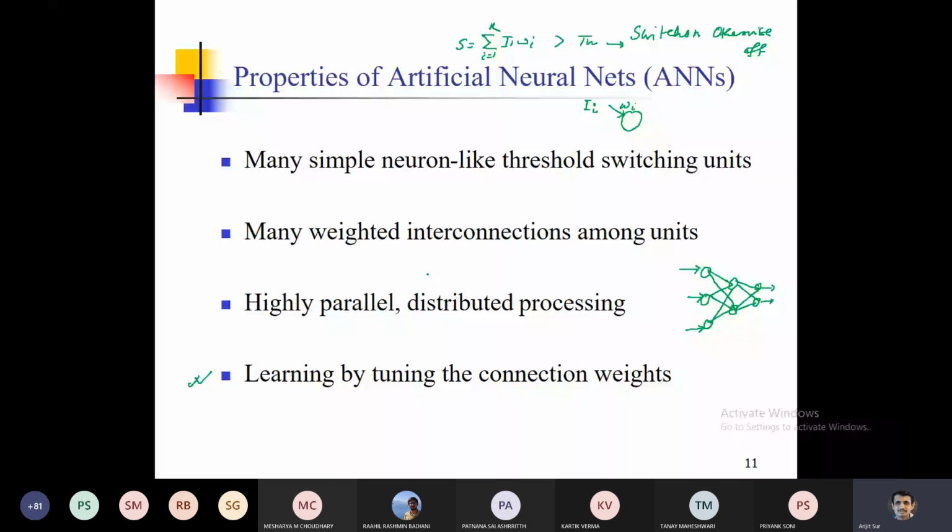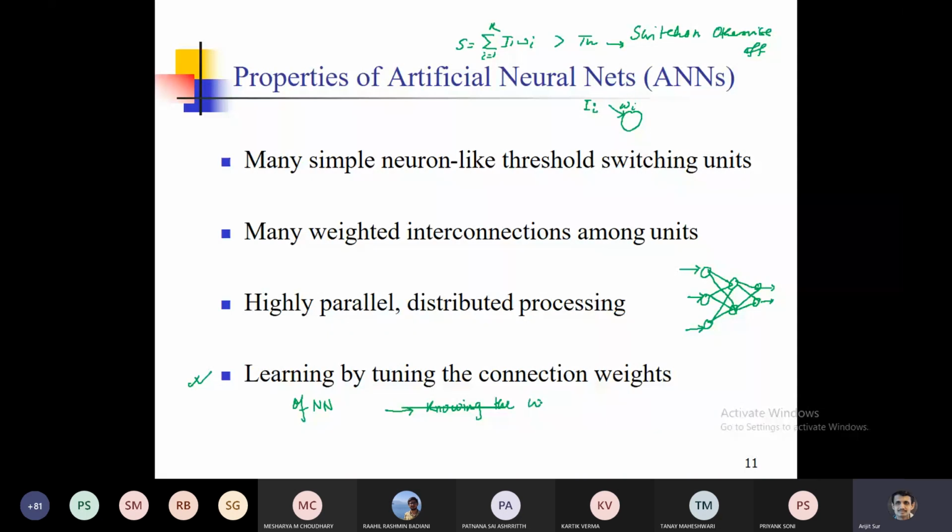Okay, but importantly, what do you mean by learning? So what do you mean by learning of a neural network? Actually, learning of a neural net, in a very simplistic way, means knowing the weights.